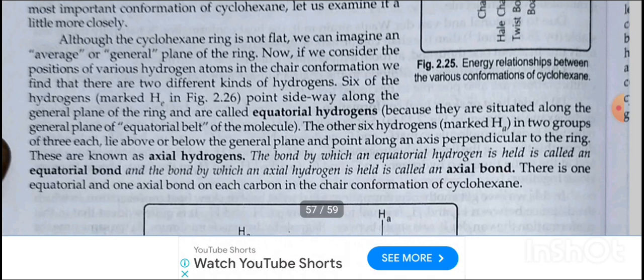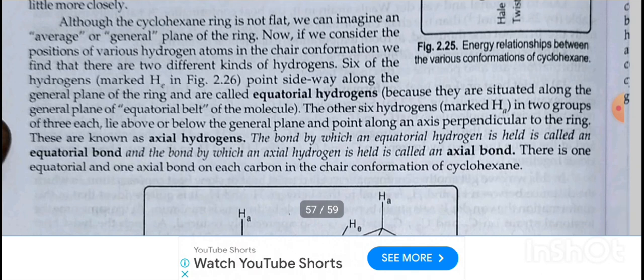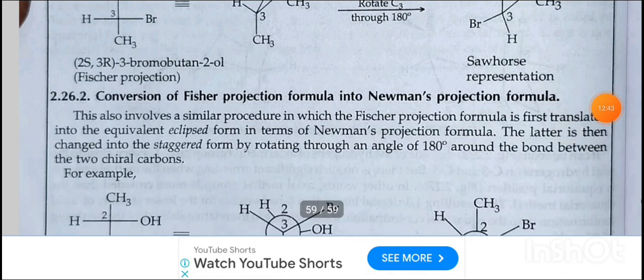The other 6 hydrogens, in two groups of 3 each, lie above and below the general plane and point along an axis perpendicular to the ring. They are also known as axial hydrogens. The bond by which an equatorial hydrogen is held is called an equatorial bond, and the bond by which an axial hydrogen is held is called an axial bond. There is one equatorial and one axial bond on each carbon in chair conformation of cyclohexane.